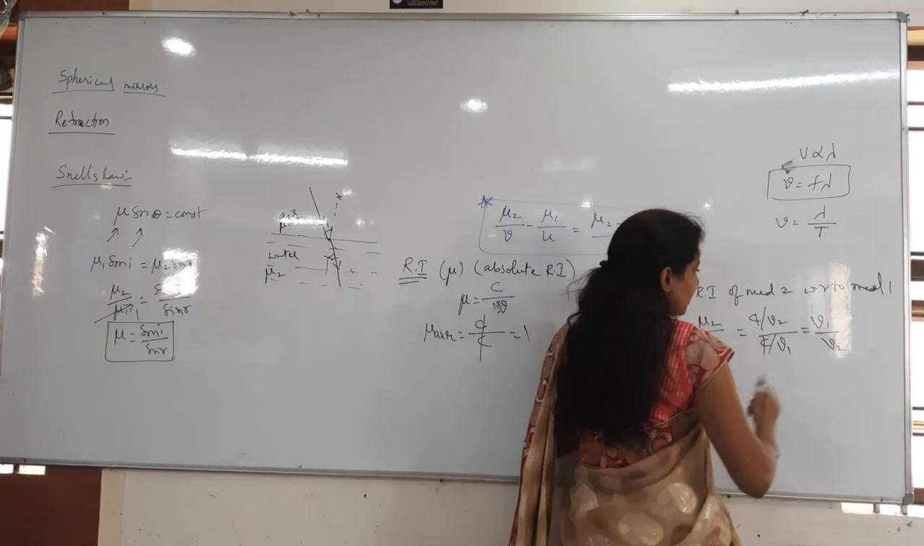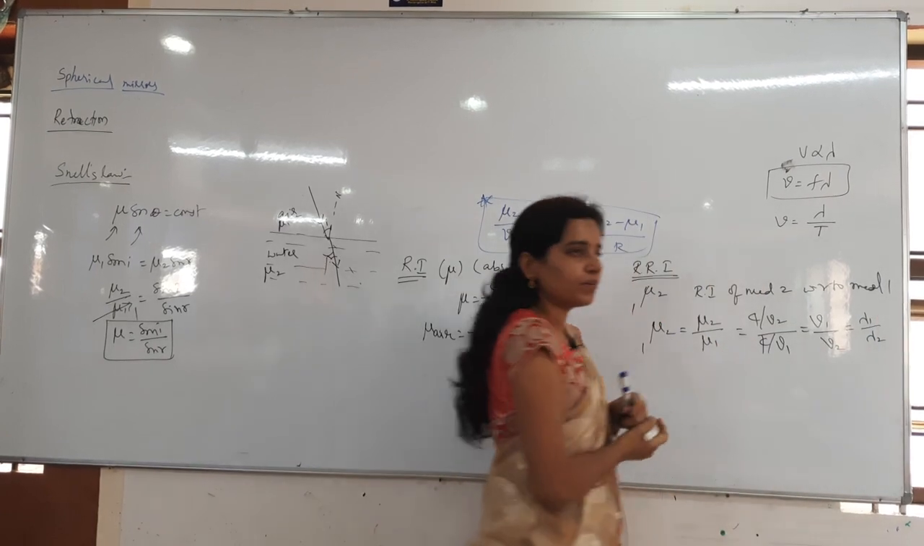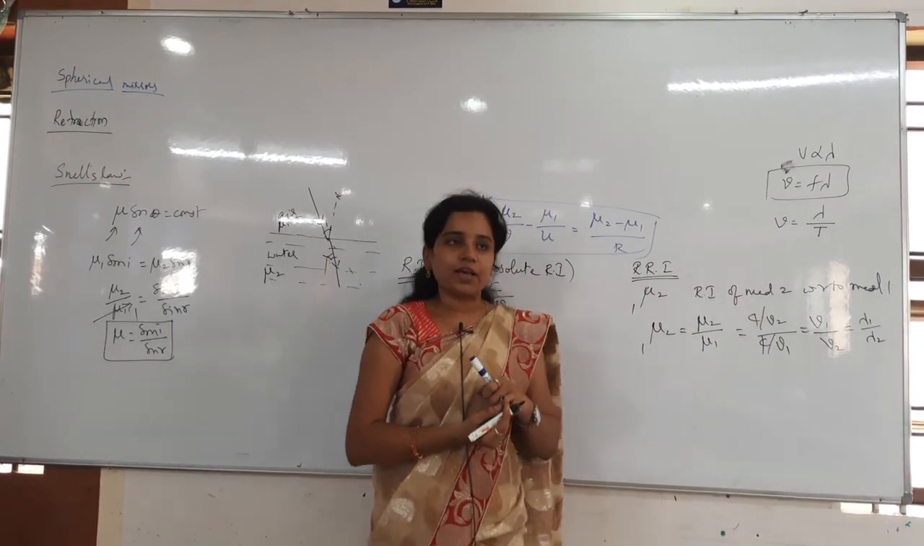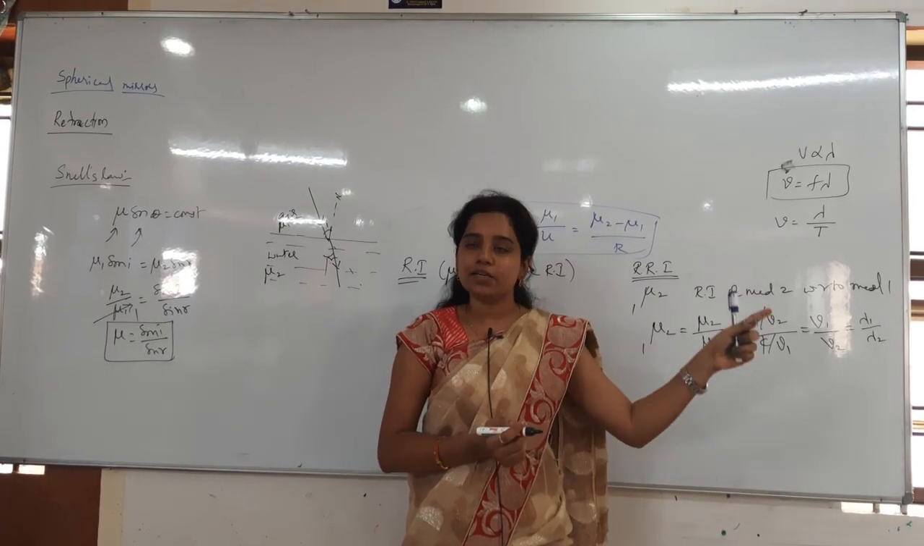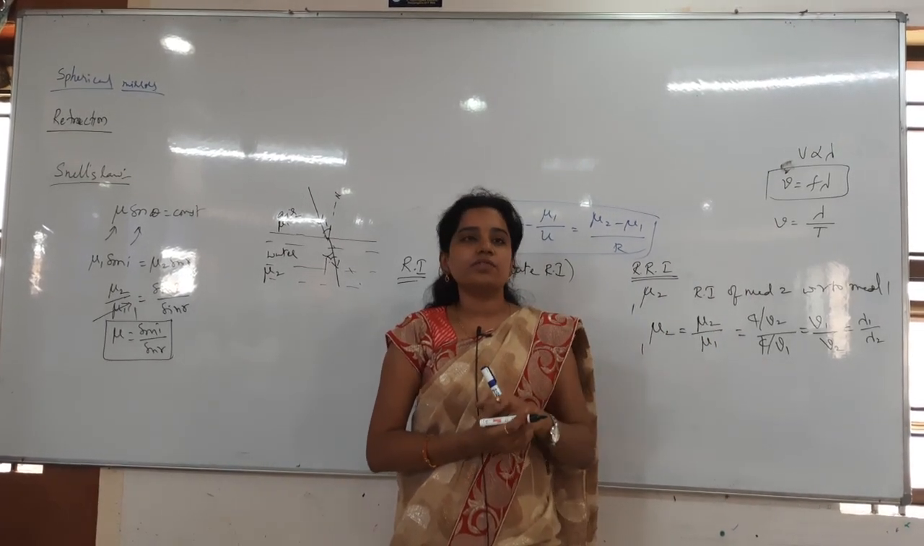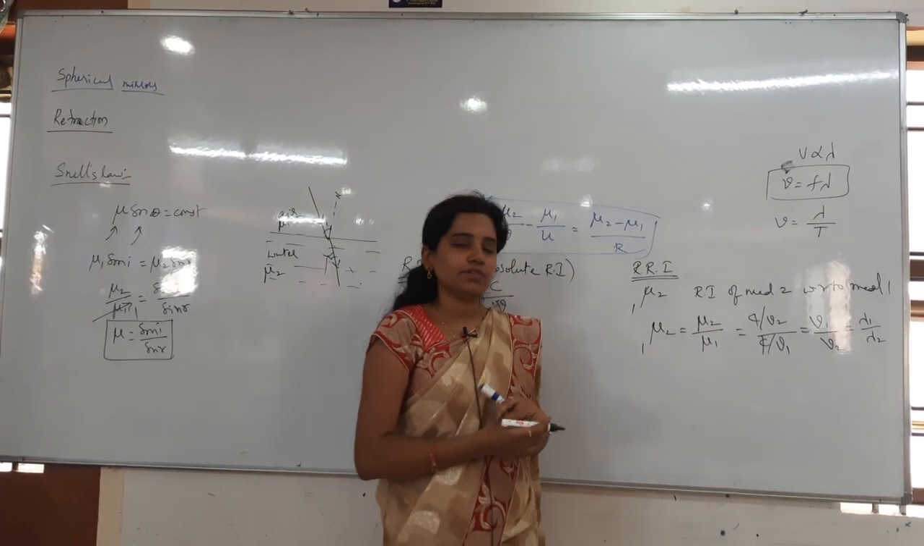Whenever V is directly proportional to lambda, then I can write this as lambda 1 by lambda 2. Clear? Where lambda 1 is nothing but the wavelength of the light in medium 1, divided by the wavelength of the light in medium 2. Clear? This is about the relative refractive index.